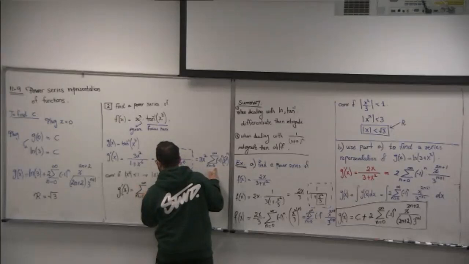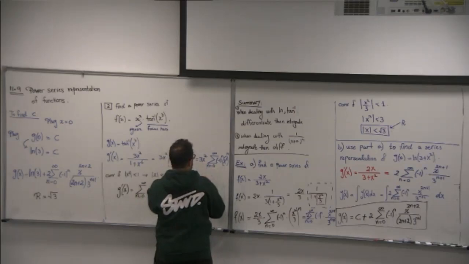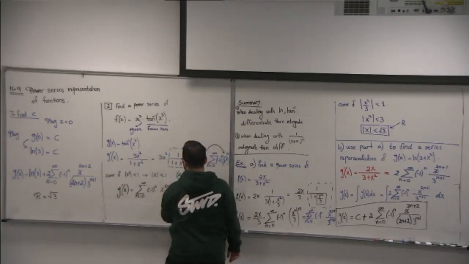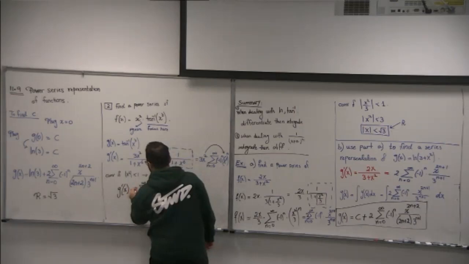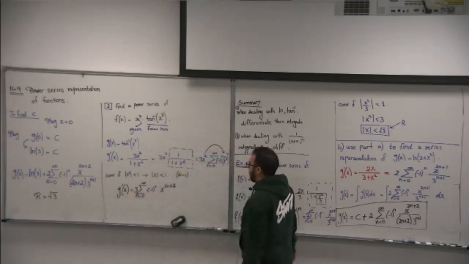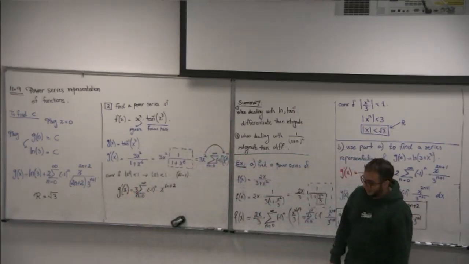So this becomes minus 1 power n x power 6n. And then when you insert the x squared, you add 2, so plus 2. And then you have 3 outside. Just keep it, it's fine. That's the series for g prime of x.